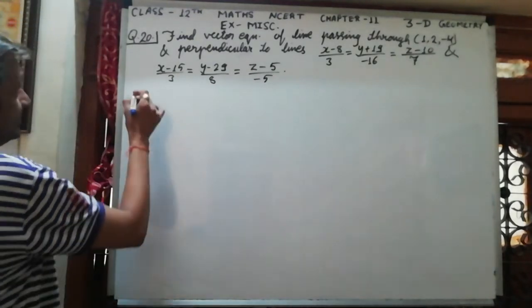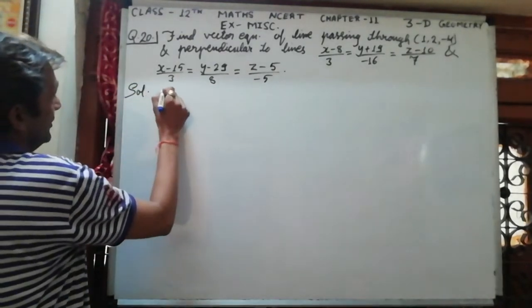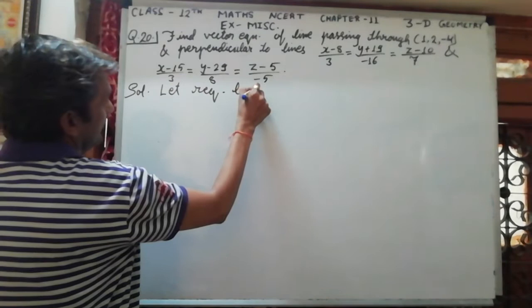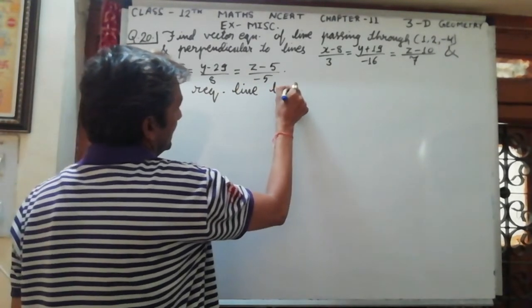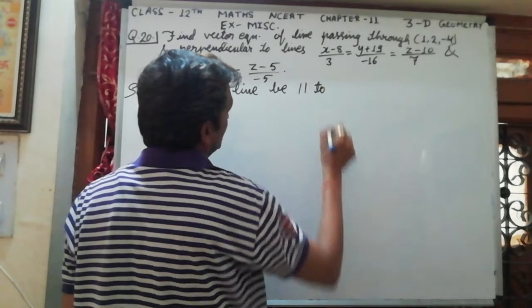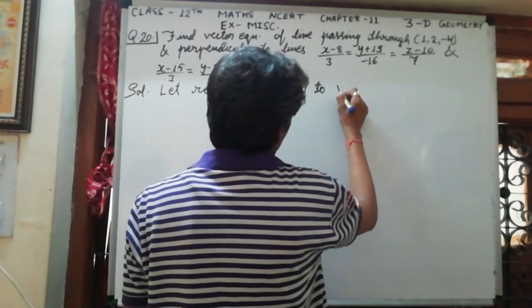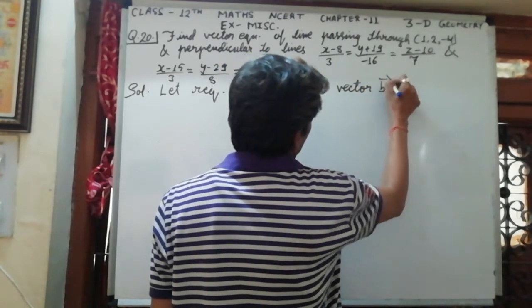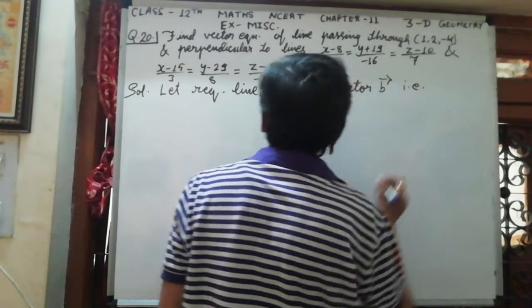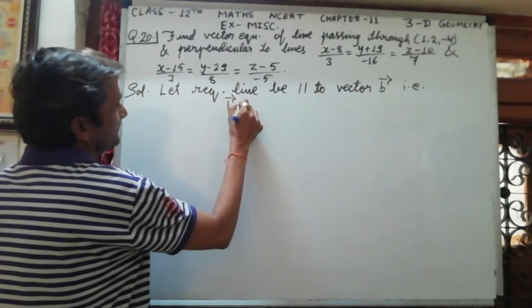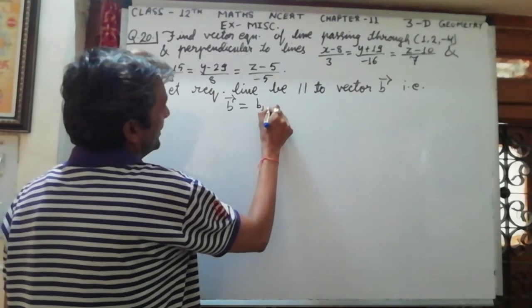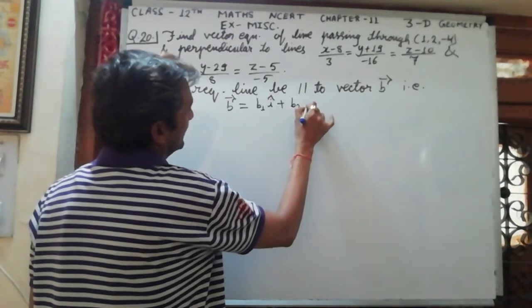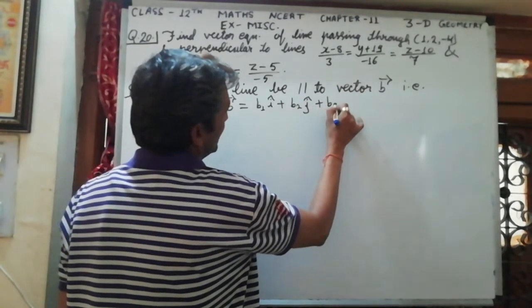So here in the solution, let the required line be parallel to vector b, that is, b vector is equal to b1 i plus b2 j plus b3 k.